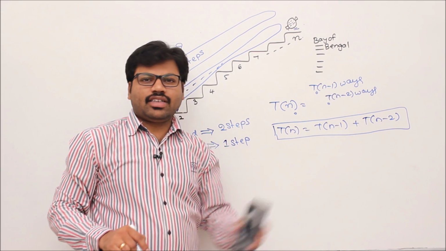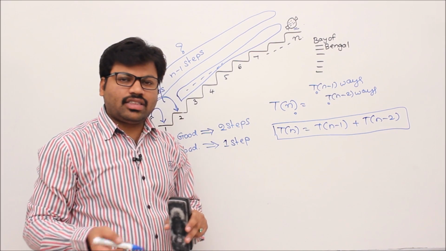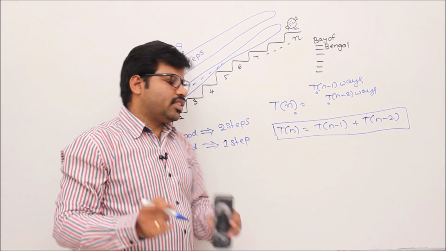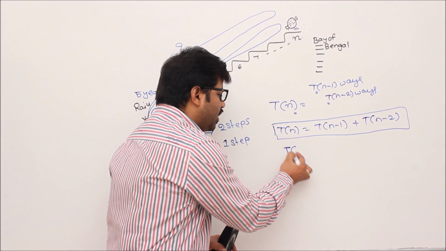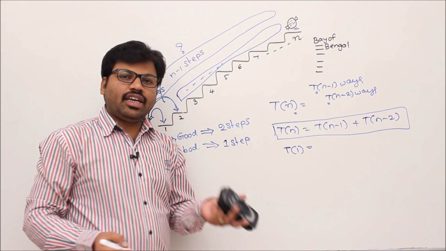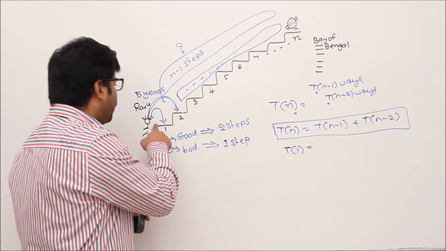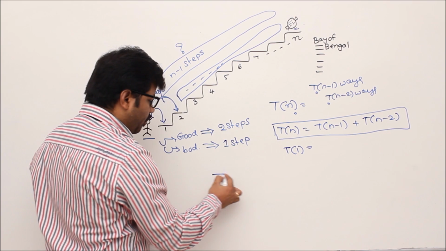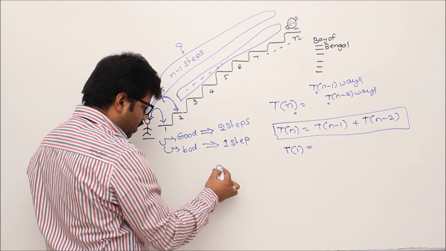Again, when there are 2 recurrence terms, we need 2 base cases. I will tell you the reason why 2 base cases. Let's take only one base case, that is T of 1. Okay, if you have only one base case, then T of 1 equals, let's say, how many ways Raju can cross one step if there is only one step and there is a chocolate here.